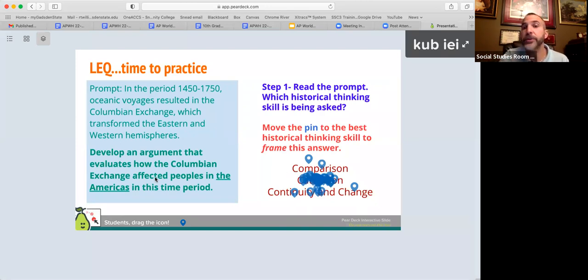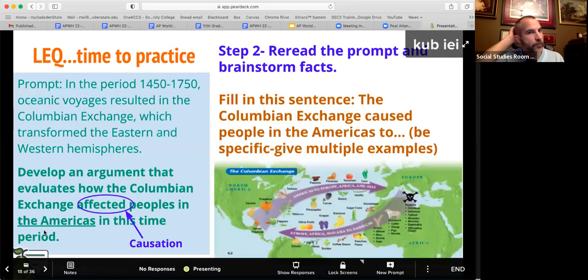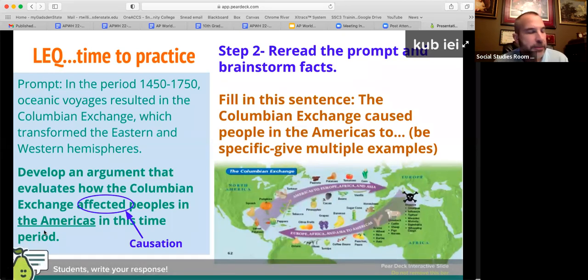Now, those of you that put CCOT, let me just point this out. You might be able to draft a response to this particular question discussing the continuities and the changes. It's not to say that it's impossible to do, it just might be harder for you than the causation here. As I just mentioned, the word "affected" should really jump off the page.